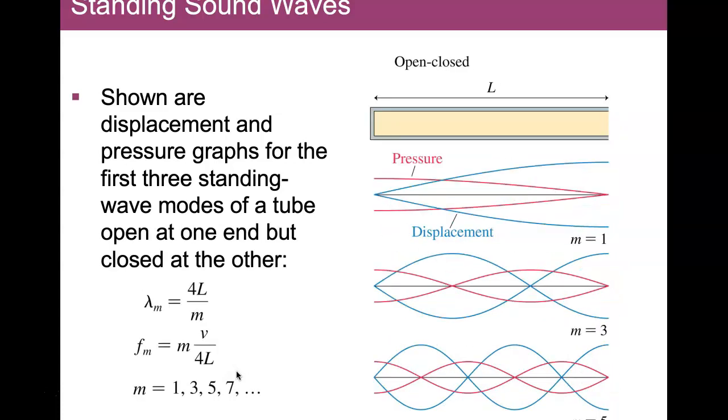Finally, there's the open-closed case. Now the pressure here has antinodes, here has nodes. Displacement is doing the opposite. And this looks like what we found for the fixed-free boundary condition in the string, right? So it's going to be an odd integer multiple of v over 4L. We're going to fit a lambda over 4 plus an integer number of lambda over 2s, which becomes an odd integer multiple of lambda over 4.